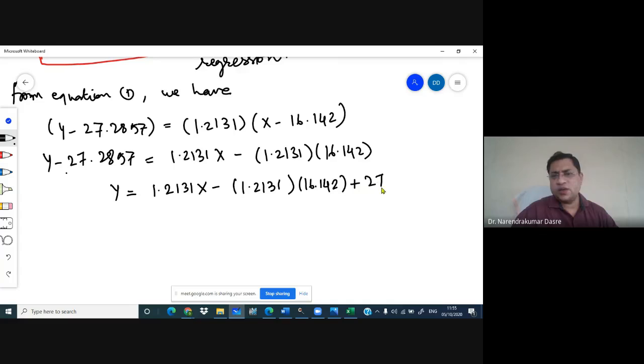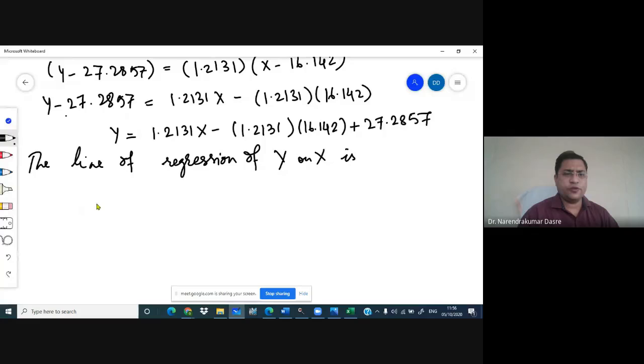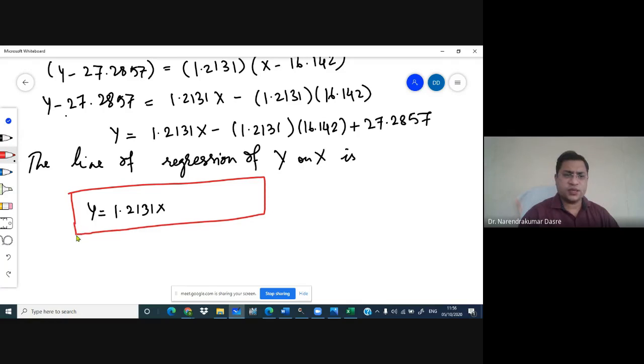Then this will be plus 27.2857. So then we can say the line of regression of y on x is, so what we get here, the line of regression y is equal to 1.2131 x. Then give me this constant what you are able to get.